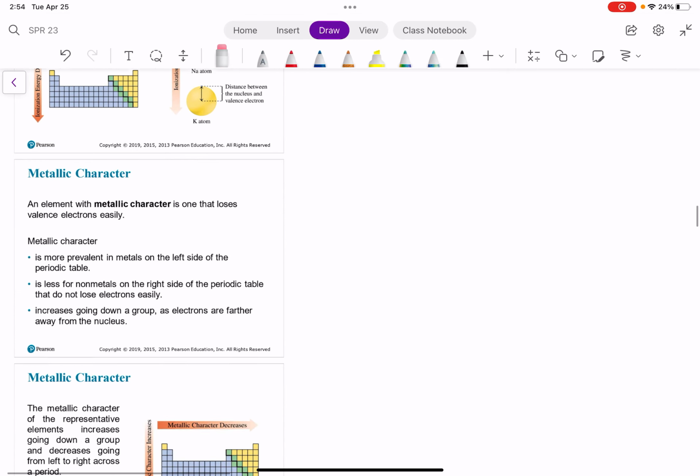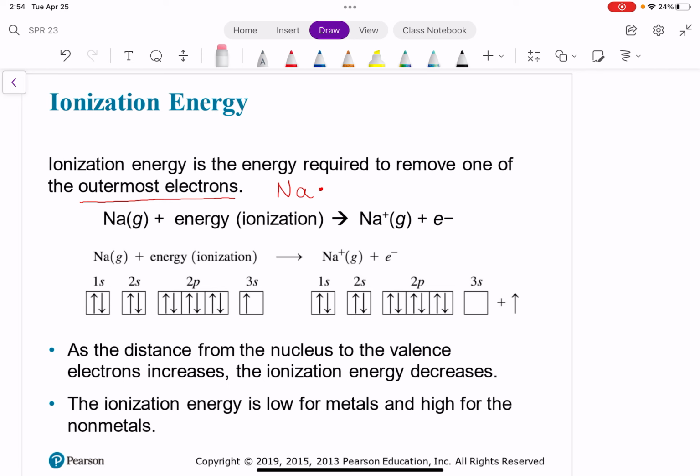So ionization energy. Another trend that you'll notice in the periodic table is something called ionization energy. So in an atom, the electrons that are negatively charged are attracted to the positive charge of the protons in the nucleus. So in order to remove an electron from an atom, you need to put in a certain amount of energy. And that's what ionization energy is. It's the energy that's required to remove one of the outermost electrons, one of the valence electrons. Okay? So when an electron is removed from a neutral atom, we actually create a positive charge.